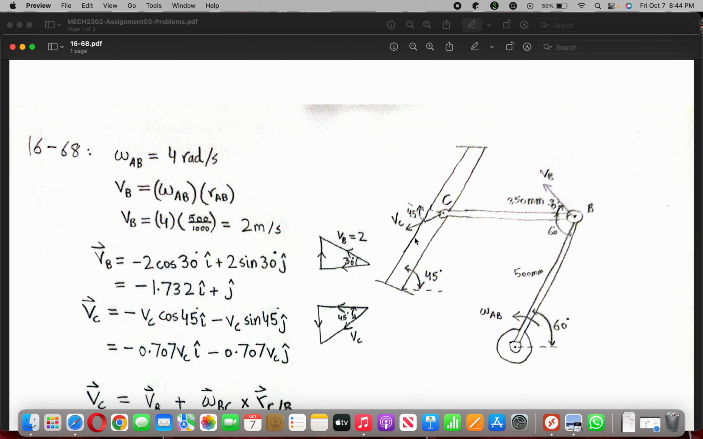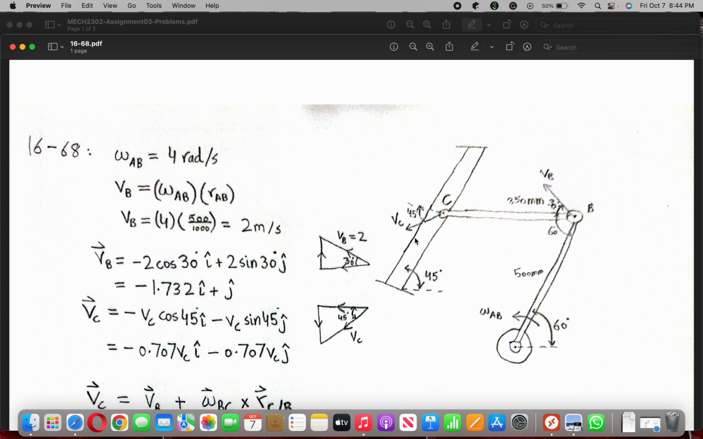Starting, the given thing is that we have 4 radians per second of angular velocity at AB, so we can use this to find the velocity at B, which is 2 meters per second, as we convert the millimeters into meters. That's why we divide 500 by 1000 and we get 2 meters per second.